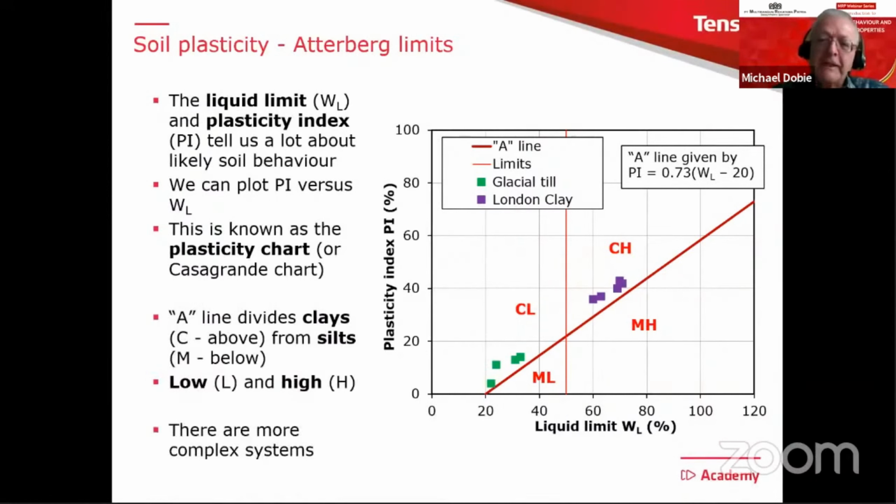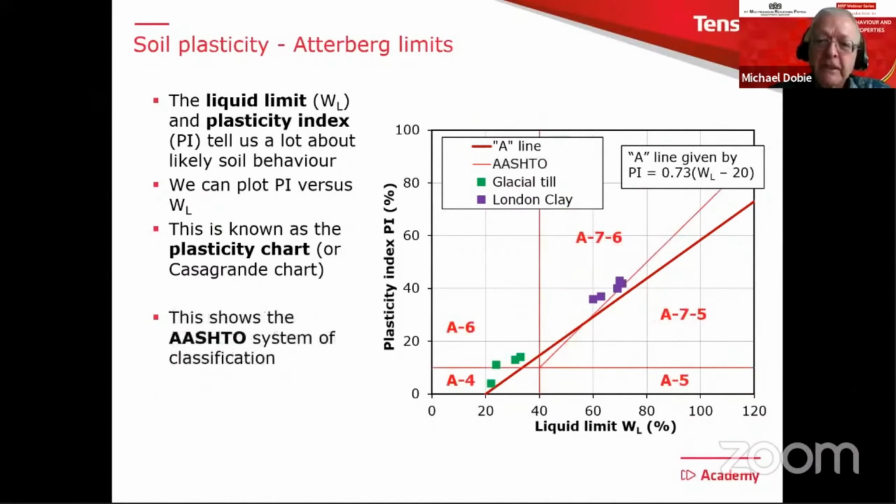There are some more complex systems than this one, where you have many categories, but I'll just show the simple one here. One other system which we can sometimes come across is the AASHTO classification system where we have things like A7-6, A7-5, and so on. And it's very close to that other scheme with the A line. So an A7-6 soil would generally be very similar to a CH soil from the other system.